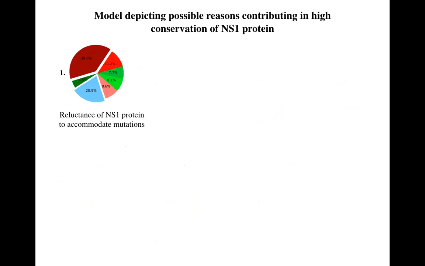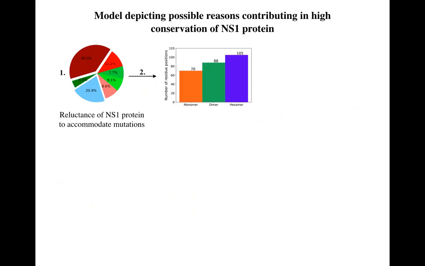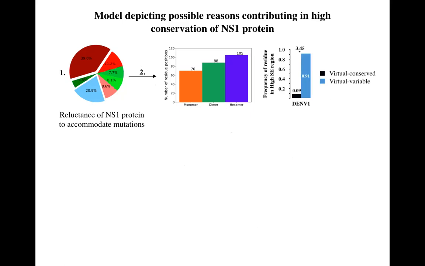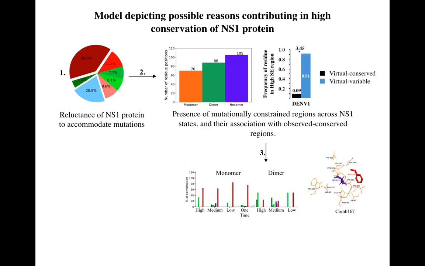First is the reluctance of NS1 to accommodate mutation, as the majority of single mutations are destabilizing in nature. Second, the increase in the presence of virtually conserved mutations and their effect in shaping the NS1 landscape. Third, if the majority of mutations are destabilizing in nature, then to emerge in the population, you need to have a compensatory mutation. This can be a rate limiting effect, and hence NS1 is highly conserved in nature.